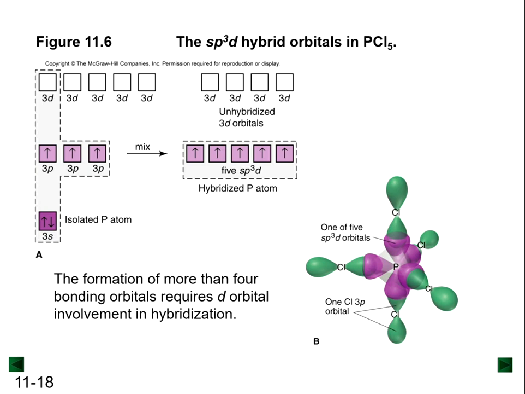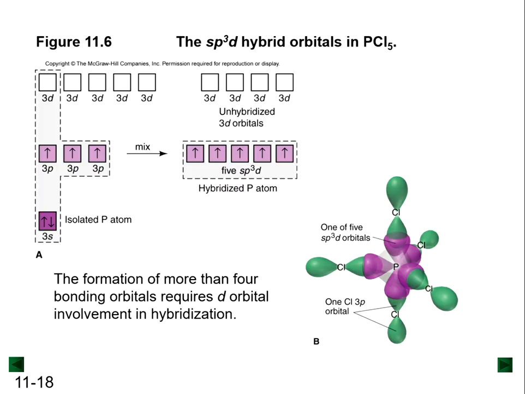So we have our 3s2, 3p3 electron configuration, but we add in a 3d orbital. And that gives us 5 sp3d hybridized orbitals on the phosphorus atom. Now we know that phosphorus is group 15, and it has 5 valence electrons from its 3s2, 3p3 electron configuration. Each of those electrons goes into a separate sp3d orbital.